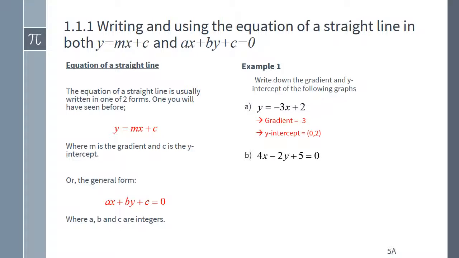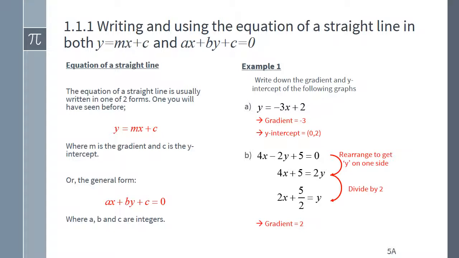B: 4x minus 2y plus 5 is equal to 0. In this form we can't instantly see the gradient and intercept, so we have to rearrange it. We can first move the y's across, so we get 4x plus 5 is equal to 2y. Then we can divide by 2 to get y is equal to 2x plus 5 over 2, and once we have it in that form we can easily read off that the gradient is 2 and the y-intercept is at 0, 5 over 2.